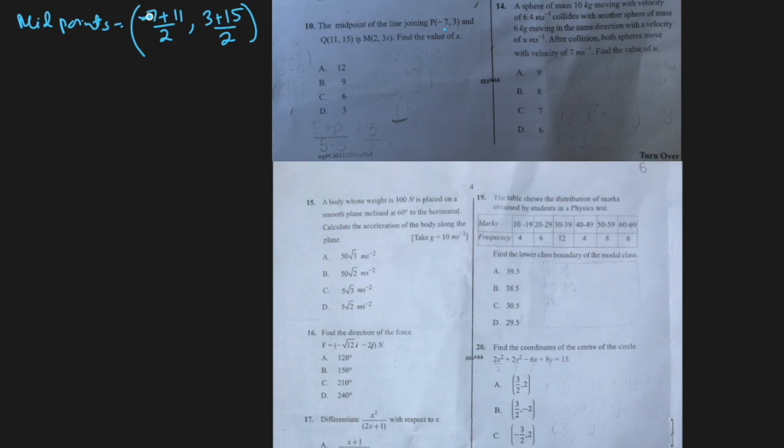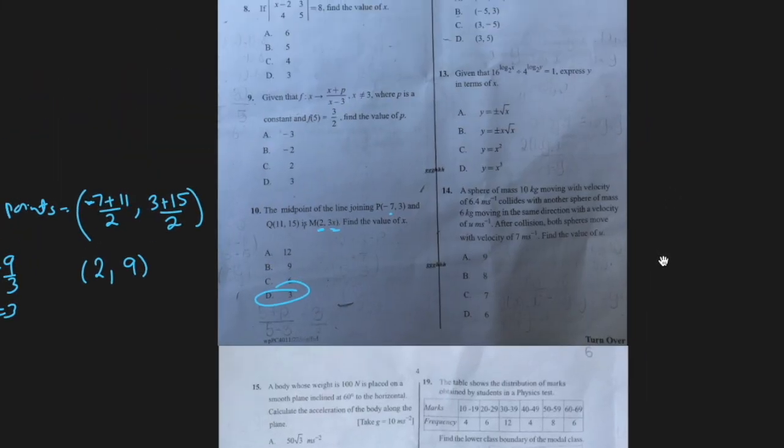So this gives us negative 7 plus 11 is 4. 4 divided by 2 is 2. And yes, they have given 2 here. So 3 plus 15 is 18 divided by 2 is 9. But they have given 3x in place of 9. So now our equation becomes 3x is equal to 9. Divide both sides by 3. So x is equal to 3. D is the answer for number 10. Let's go to number 11.